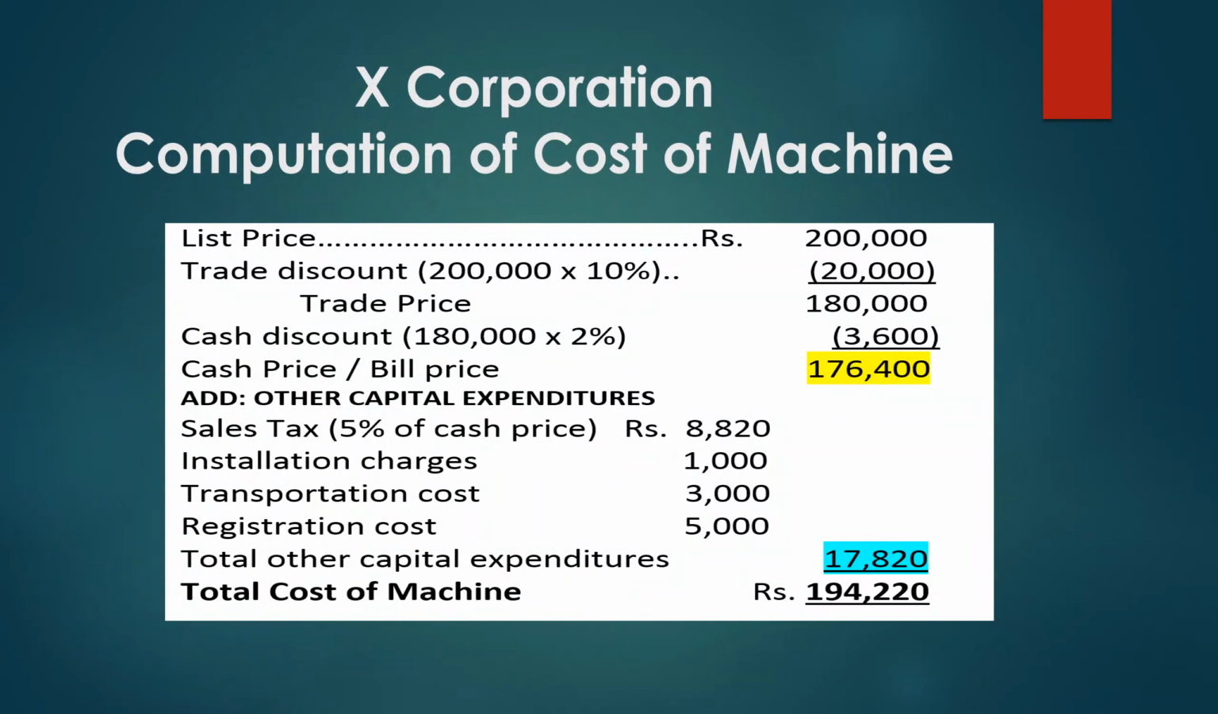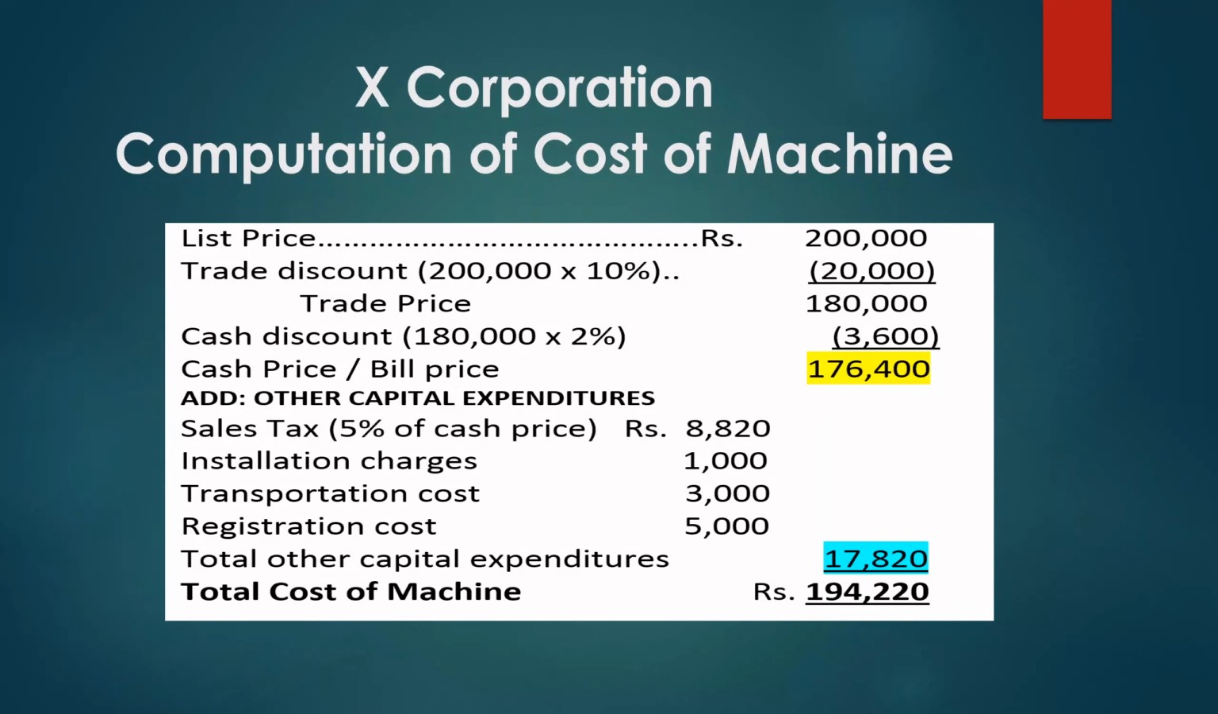You can see here we have started by calculating the cost of machine from the list price. List price is 200,000 and trade discount is 10%, that is 20,000. Subtract the 20,000 from 2 lakh, we get the trade price, that is 1,80,000. The supplier also offered us a cash discount. If payment is made within 15 days, then a 2% cash discount was offered, and it was mentioned in the question that this discount was availed by the X Corporation. So we are calculating the 2% cash discount on trade price. Remember, the 2% cash discount is calculated on trade price, and now we have calculated 1,76,400, that is the cash price.